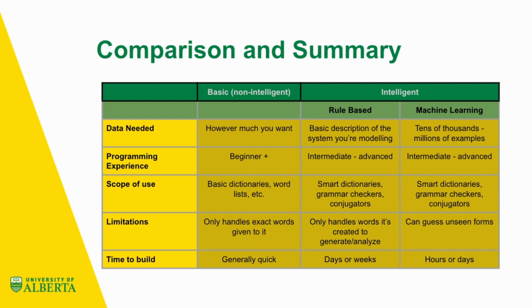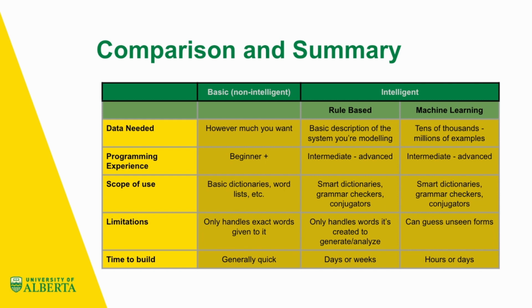Programming experience, intermediate or advanced. You need some programming experience. It's probably not something that most of us are going to do, at least as of right now. Anybody here can learn how to program. It just takes time. It's not difficult. Everyone here is smart enough to do it. Scope of use: rule-based systems are good for creating smart dictionaries, which we'll talk about later, grammar checkers, parsers like we saw, conjugators, spell checkers, etc.